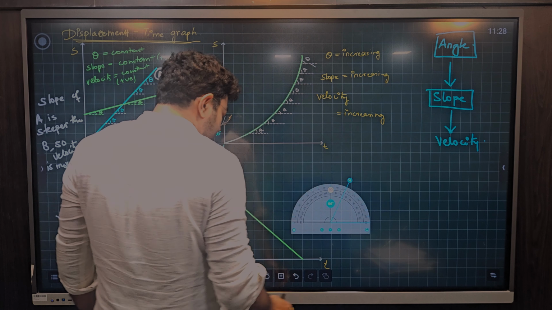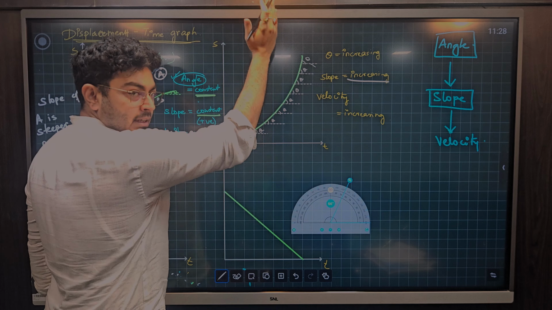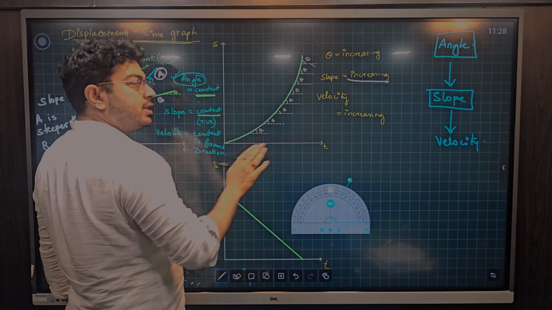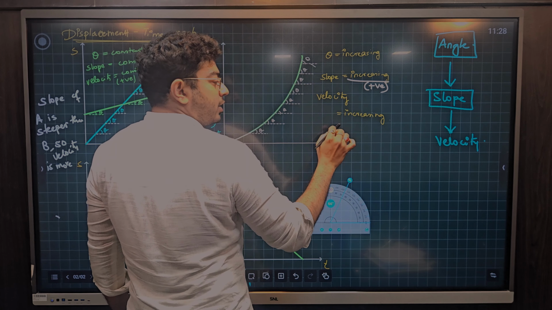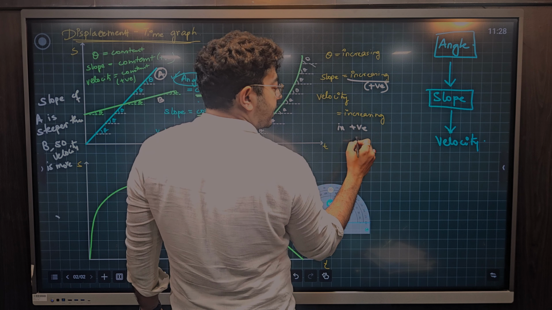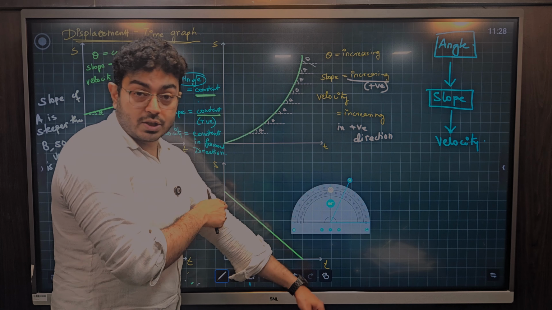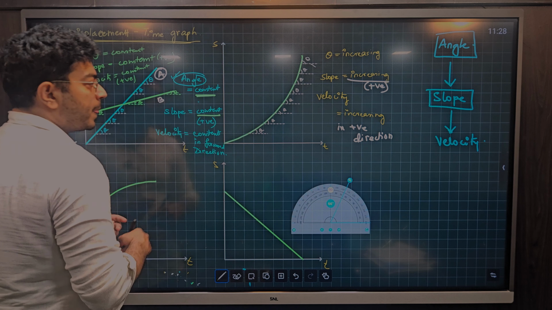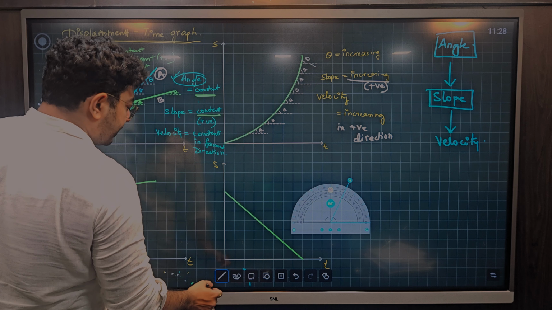Right? So now see, the slope here is what type of slope? It's increasing. Upward slope or downward? So upward. So we are going to say here positive. So velocity is increasing, in which direction? In positive direction. This direction is very important. As you know, velocity is a vector quantity, right? So that's how this angle goes in this way. Is that clear?